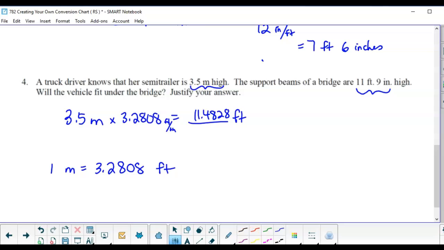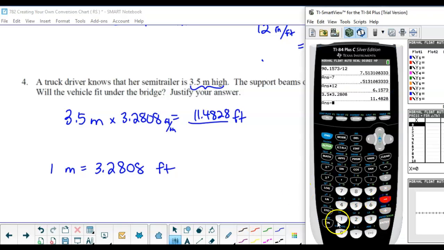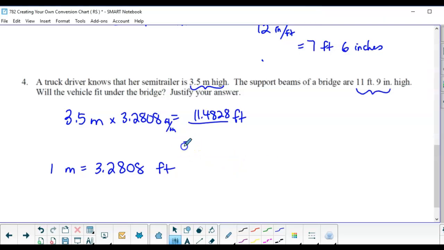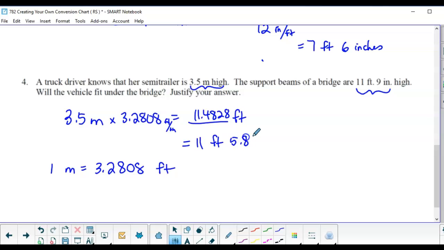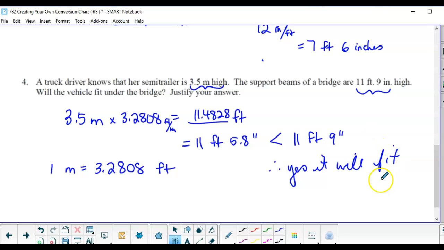So let's practice that. So we've got that in our calculator. Subtract 11 and then multiply that by 12. So this is equal to 11 feet and 5.8 inches. Okay. Well, this is 11 feet 9 inches. So that is less than 11 feet 9 inches, so therefore, yes, it will fit. Okay, and we're done.